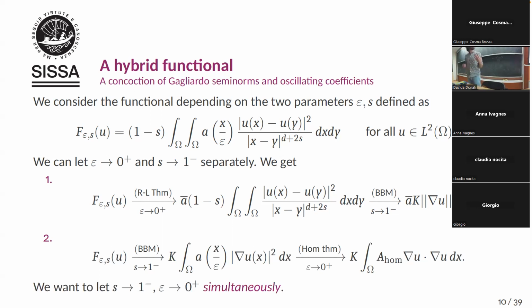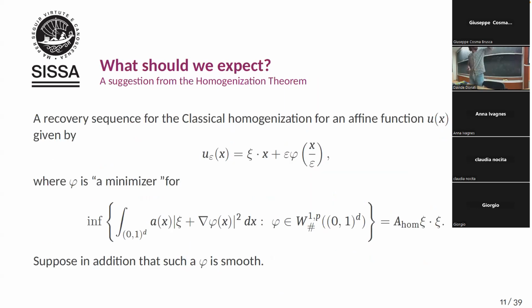But what we wanted to know is if one could find a scale at which we could do these operations simultaneously. For example, what we investigated was what is the scale at which this happens. So to see what the scale should be, we looked at a hint given by the classical homogenization theorem.